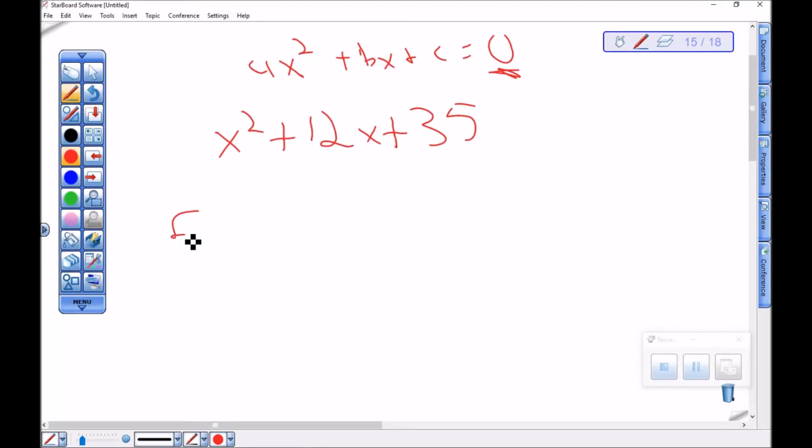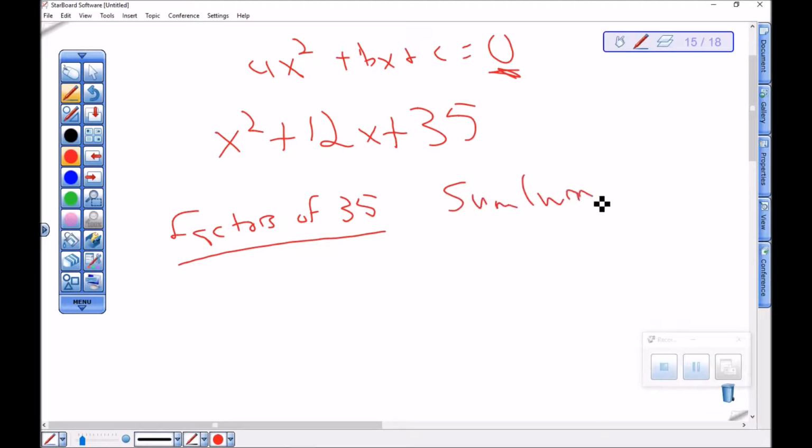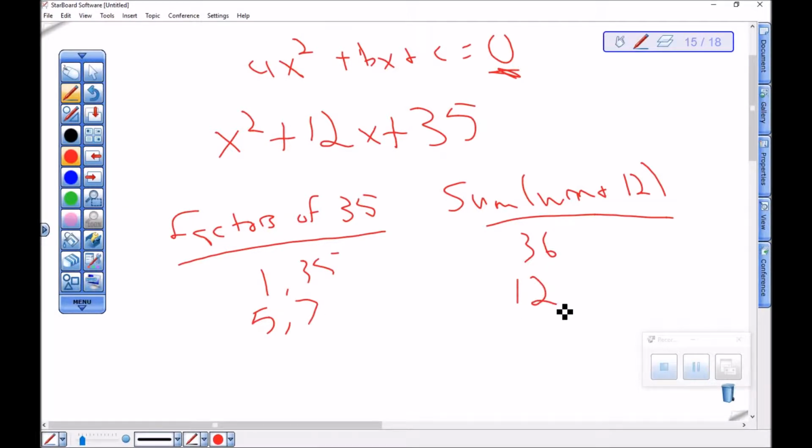So I want factors of 35, and I want them to add up to 12. So it's not 1 and 35, because that's 36. It's not divisible by 2 or 3 or 4. It's divisible by 5. 5 times 7 is 35. 5 plus 7 is 12. So this thing factors into x plus 5 times x plus 7.